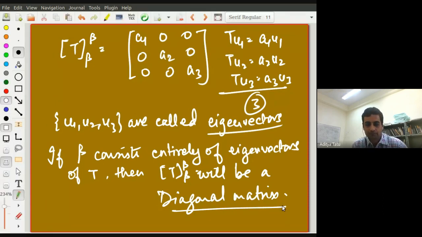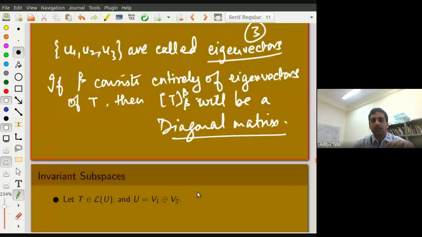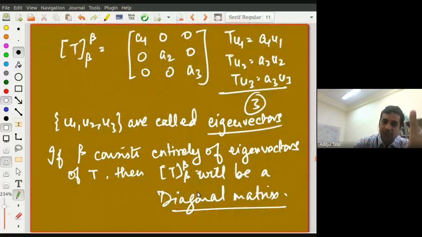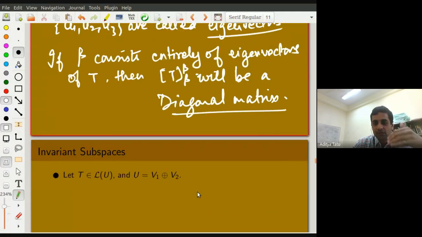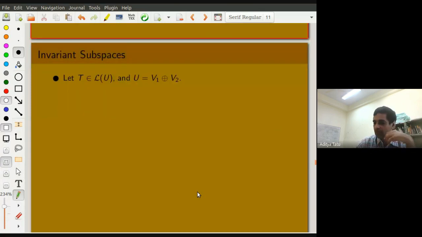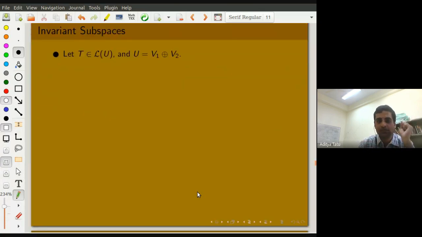We don't have much time. Let me see. So this is sort of a very specific case. Let us first look at the general scenario. So let us look at what is called an invariant subspace.